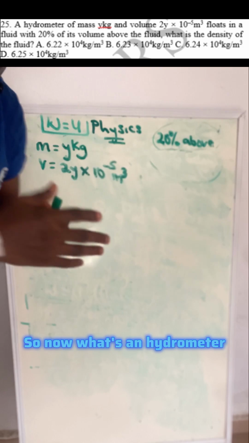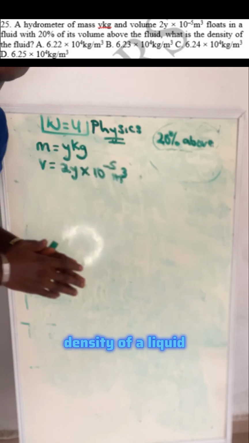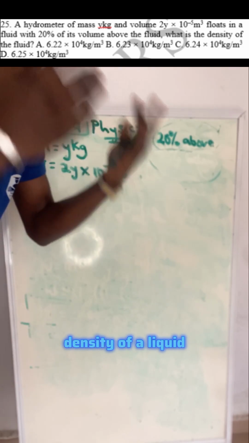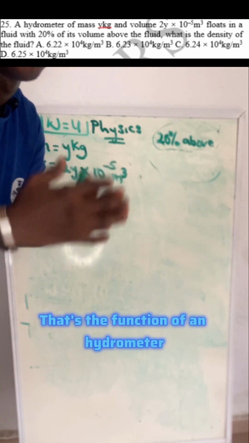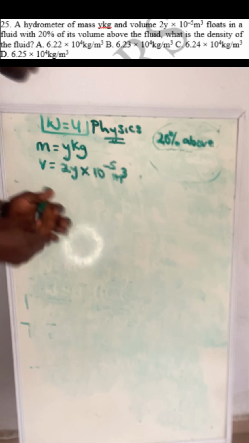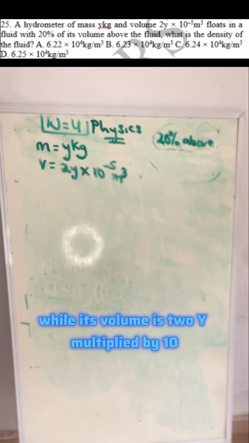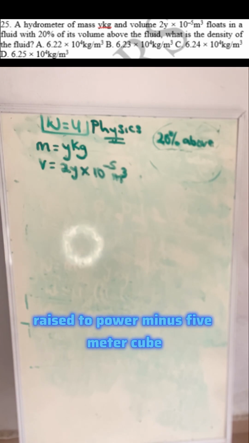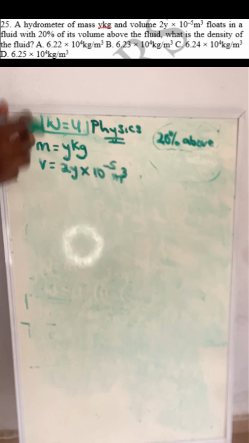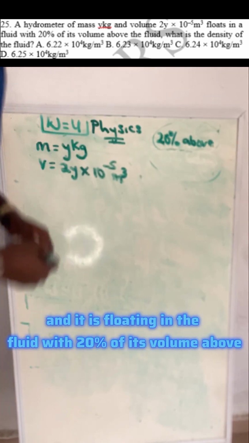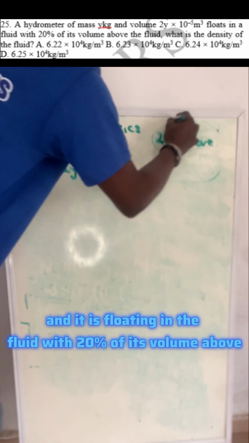Now, what's a hydrometer? A hydrometer is used to measure the relative density of a liquid. That's the function of a hydrometer, to measure relative density. So the mass of the hydrometer is y kg, while its volume is 2y multiplied by 10 raised to the power minus 5 meter cube, and it is floating in the fluid with 20% of its volume above.